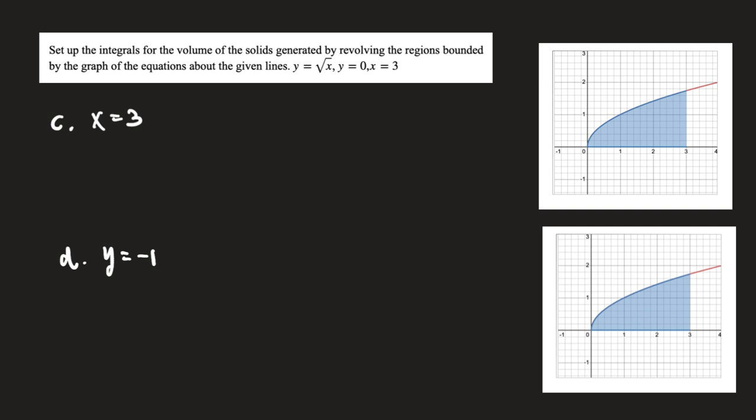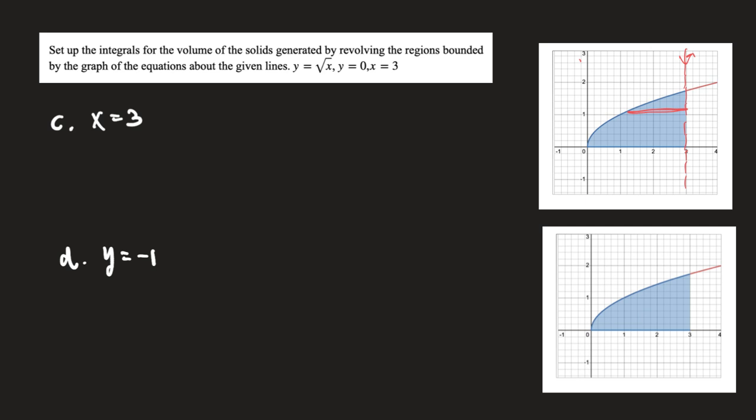We're going to use the same region bounded by y equals square root of x, y equals 0, and x equals 3, but we're going to rotate it about a different line, not the x-axis, not the y-axis. We're going to use x equals 3. First one is x equals 3 right there, rotating about x equals 3. That's parallel to the y-axis, right? But you draw the rectangle perpendicular to the rotating axis. That's going to be here.